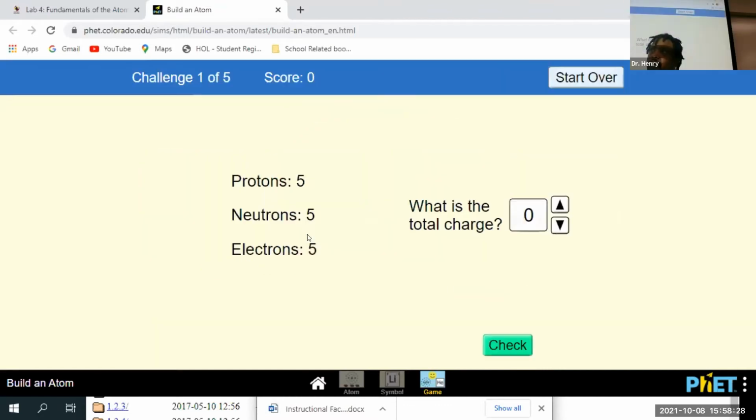So you're going to do the same thing here. The only thing now, you get the calculator. It says, what is the total charge? We have 5 protons, 5 neutrons, and 5 electrons. Is it asking if it's neutral? That's right. So you're going to have a 0 charge, right? The total charge is going to be 0.